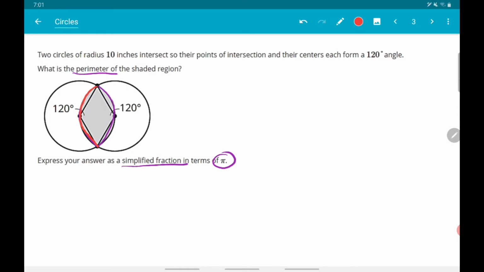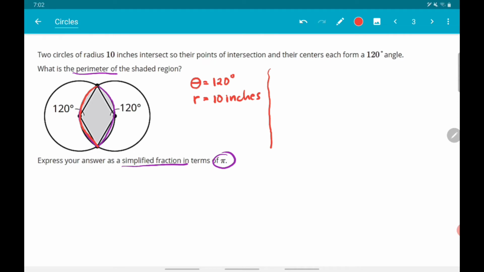Let's first lay out the information we're given. So you have theta is equal to 120, the radius is equal to 10 inches. So 120 degrees, 10 inches. And we are asked to find the perimeter. All right, so now let's apply our formula. So first, let's write down our formula.